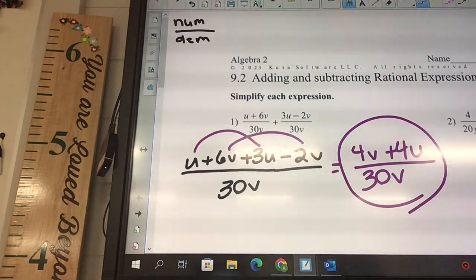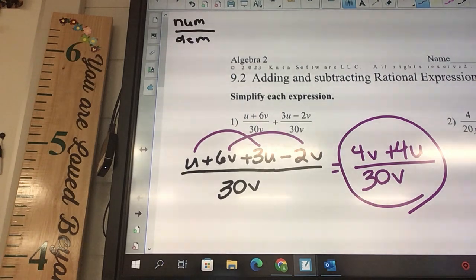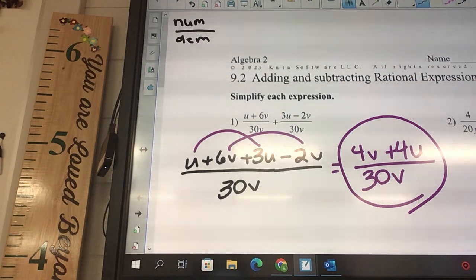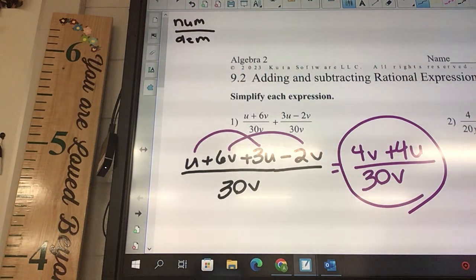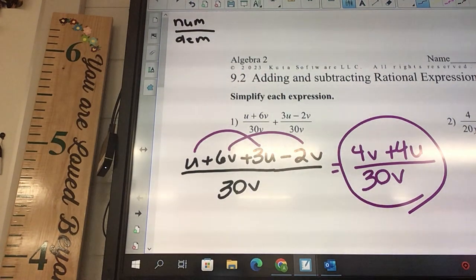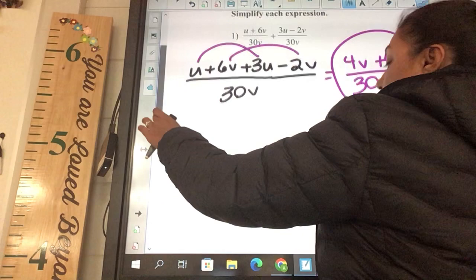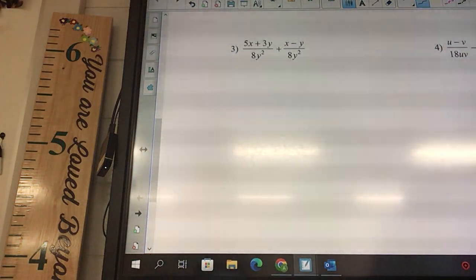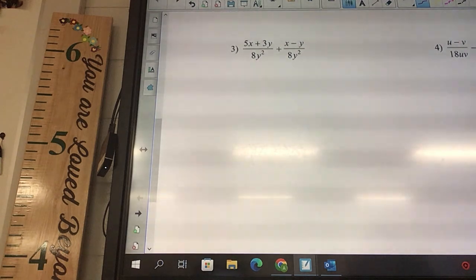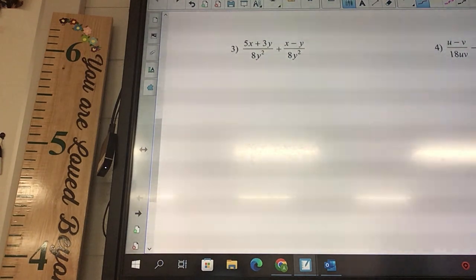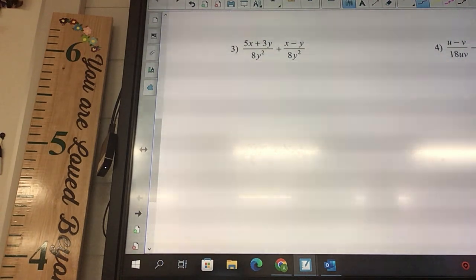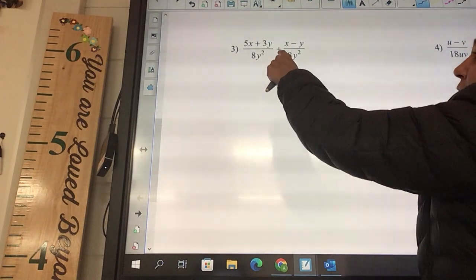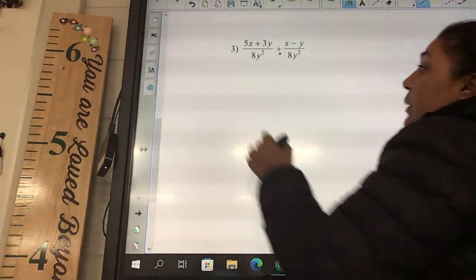So obviously the first couple are not hard. It's combining like terms on the top. Now, if it says subtraction, the subtraction rules change entirely, just so you're perfectly aware. Look at number 3. Are our denominators the same? Yes, and this one is also addition. We can see here that it's addition, so we can put them together.